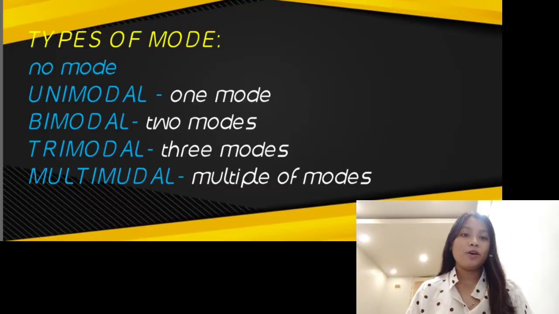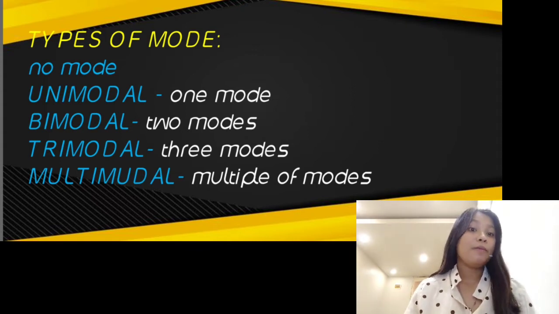Okay, so we have types of mode. No mode, pag wala talagang mode. Unimodal, pag mayroong isang mode. Bimodal, pag dalawa ang modes. Trimodal, pag tatlo ang modes. Or multimodal, pag we have multiple modes. Okay, so that is how we get the mean, median, and mode in the ungrouped data.